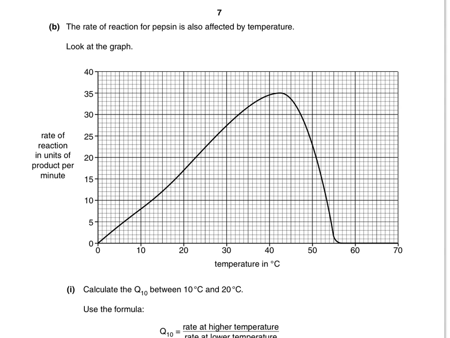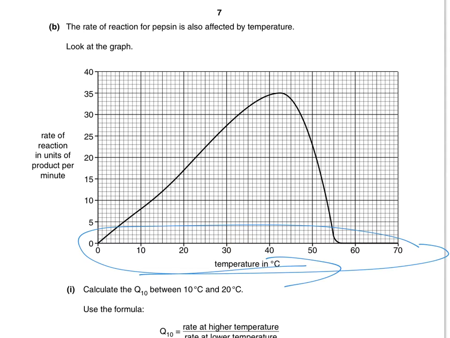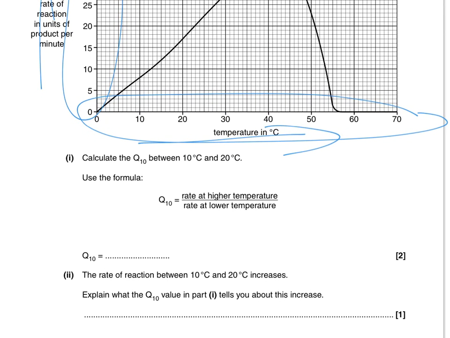They're giving us marks here. Okay, so we've got temperature along the bottom. We can see that it's moving up from 0 up to 70. We've also got the rate of reactions. Okay, so we just need to know that obviously the higher it is, the faster the reaction is going to go. So let's have a little look at the question.